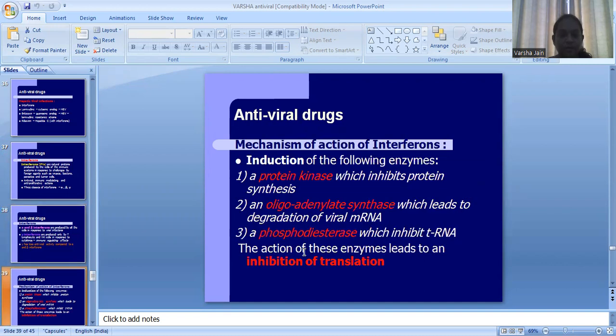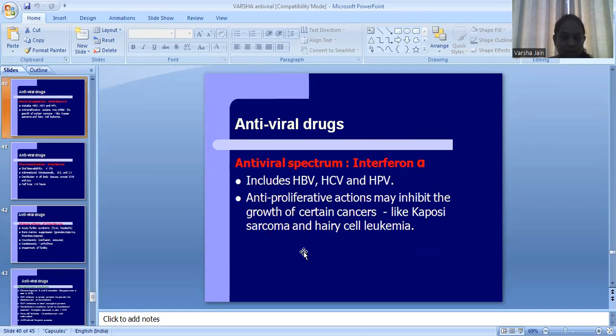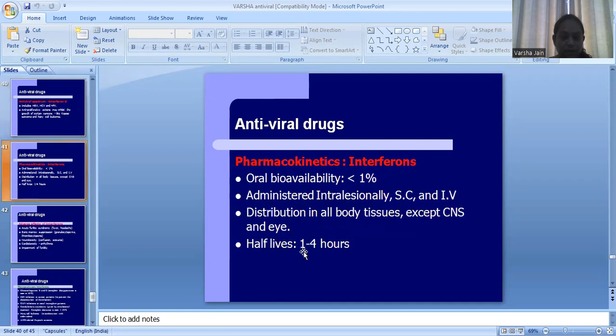Mechanism of action is induction of the following enzymes: protein kinases, which inhibit protein synthesis; oligoadenylate synthetase, which leads to degradation of viral mRNA; and phosphodiesterase, which inhibits tRNA. The action of these enzymes leads to an inhibition of translation. Antiviral spectrum includes HBV, HCV, and HPV. Antiproliferative actions may inhibit the growth of certain cancers like CML, sarcoma, and hairy cell leukemia.